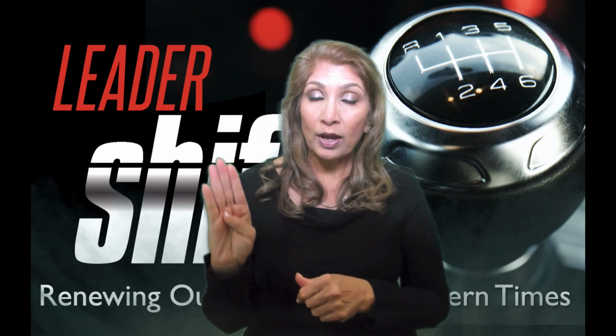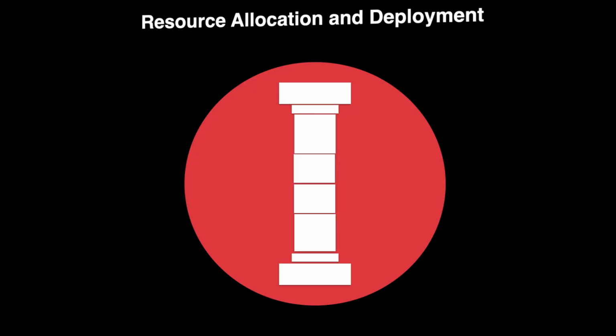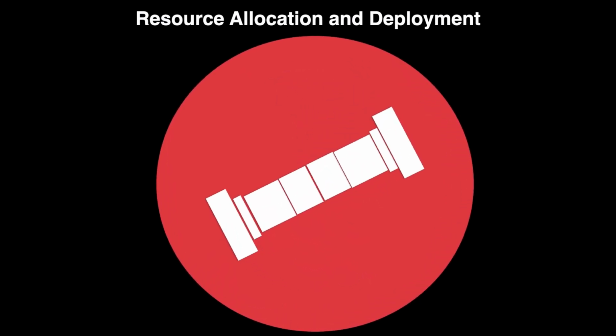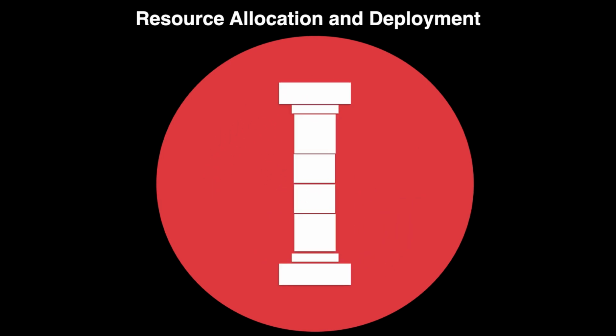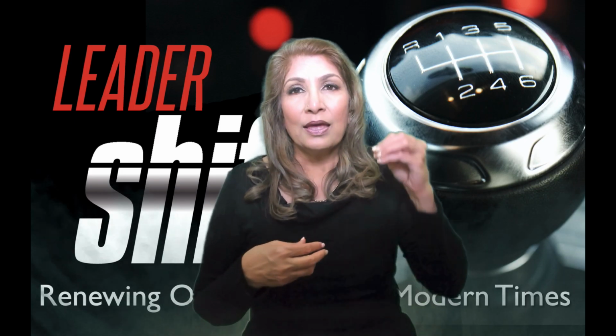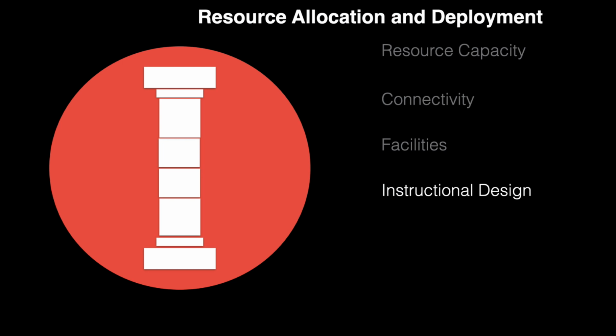Pillar 4 is resource allocation and deployment. This is about how resources are currently being identified and distributed within a school, district, or organization. The elements include resource capacity, connectivity, facilities and instructional design, and technical support.